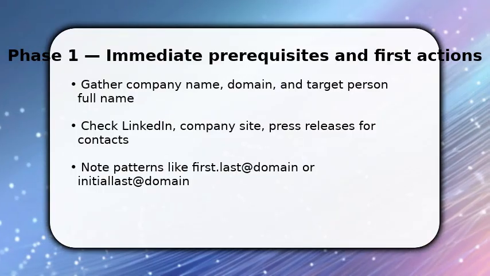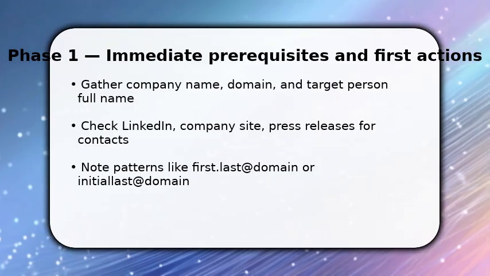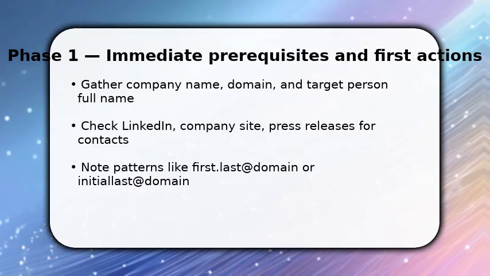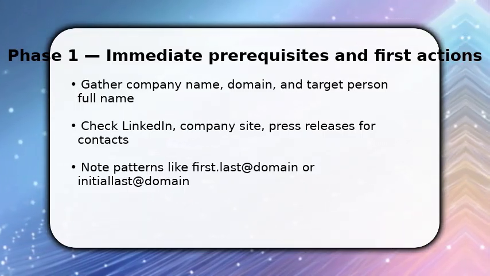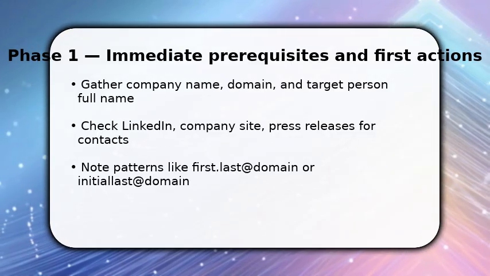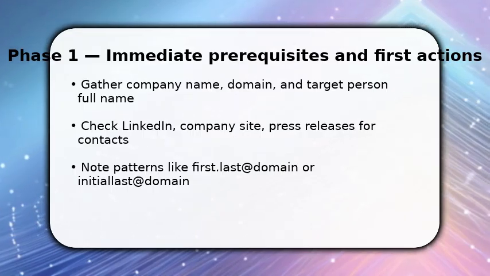You start with the essentials, the company domain and the full name of the contact. Once you have those, search the company website's About, Team, and Press pages for any posted addresses. Next, use LinkedIn to confirm exact job title. This helps prioritize which contact is relevant.